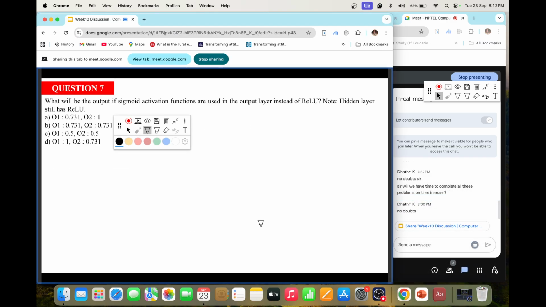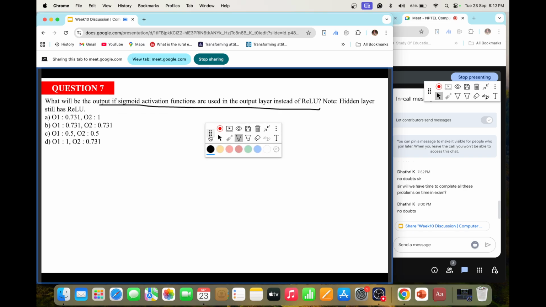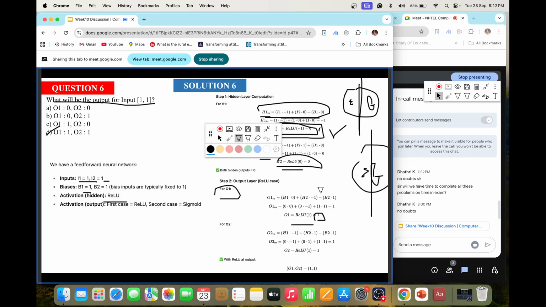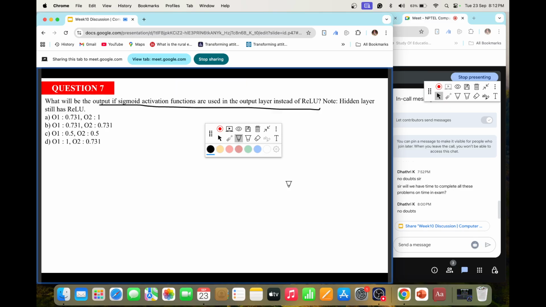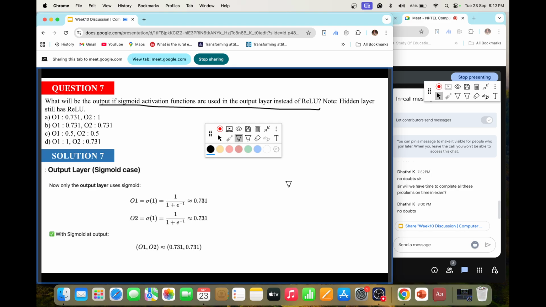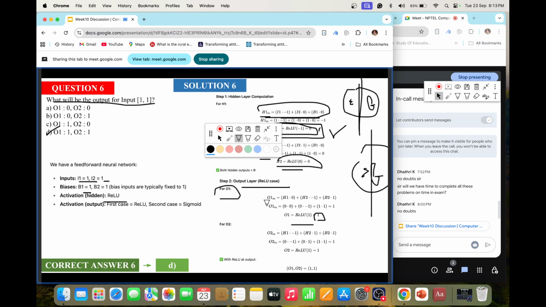Now in the second question, what will be the output if the sigmoid function is used in the output layer instead of the ReLU function? Here in the output layer we are using the ReLU function, but now the question asks that in the output layer you have to put the sigmoid function. So very easy. In place of this output layer calculation, we will just put sigmoid. Instead of ReLU, we will put the sigmoid.